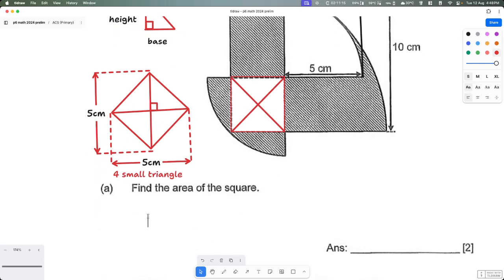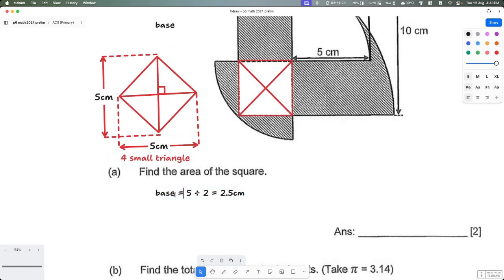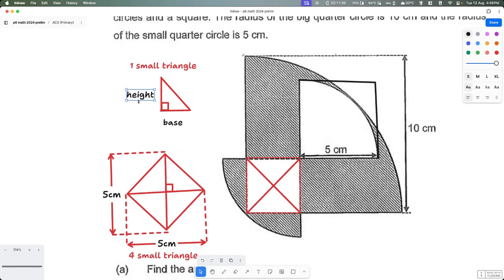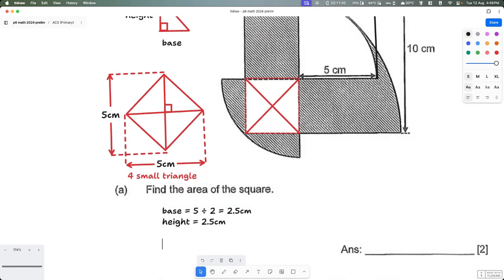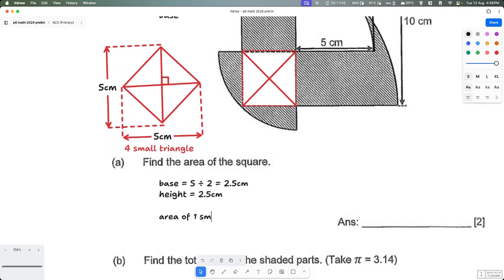So the base is equal to 5, and then we divide by 2. This will be 2.5 centimeters. The same goes for the height, because the height is the same as the base. Height is also 2.5 centimeters. So we know that the base and height are 2.5 centimeters. Let's get the area. Area of one small triangle is equal to half times 2.5 times 2.5.